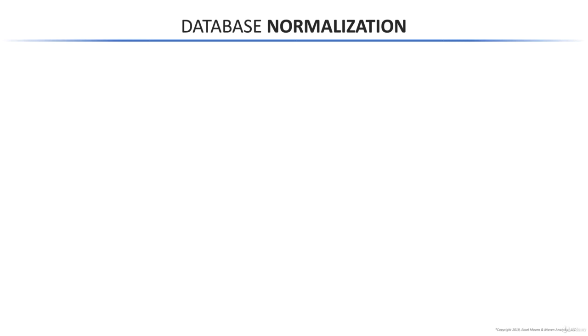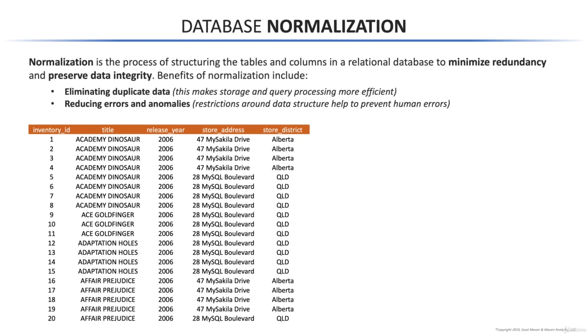All right, the next concept that we'll cover in database design is database normalization. Normalization is the process of structuring your tables and columns so that they minimize redundancy and preserve data integrity. The benefits include eliminating duplicate data and reducing errors and anomalies.